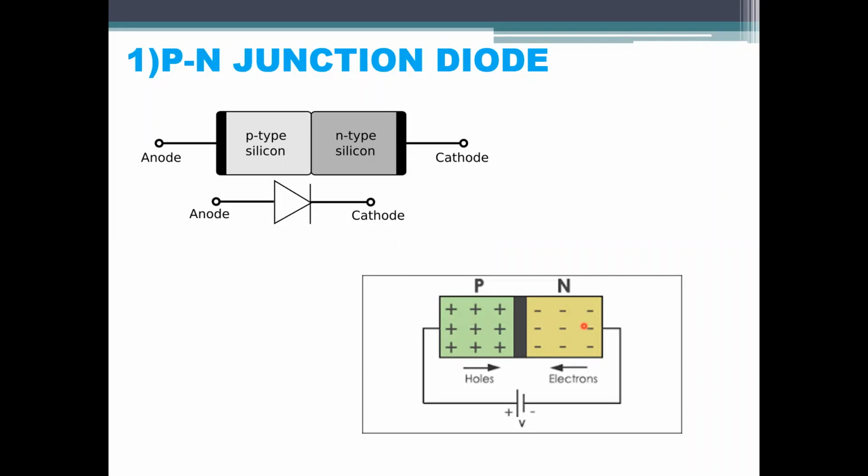This opposing force of the ions is called the barrier potential, and this region is called the depletion region. This middle region, the black region, is called the depletion region. Why? Because some of the electrons from the N-type jump into the P region and some of the holes from the P side jump into the N region. Hence a region gets created between the PN junction, and this region is called the depletion region.